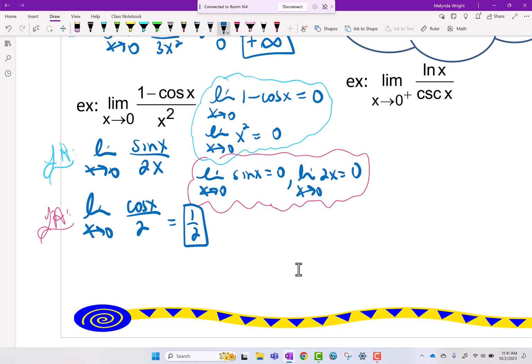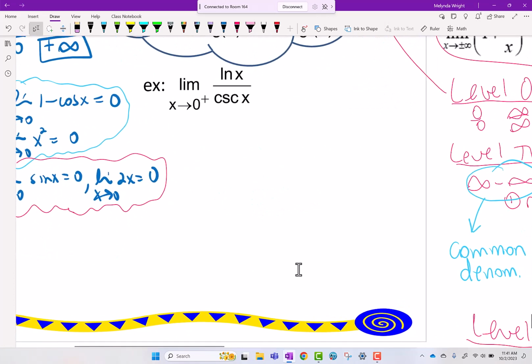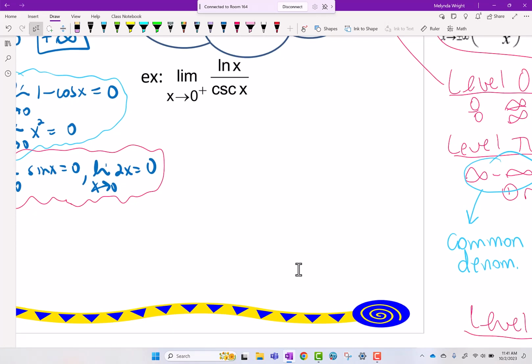All right, last one. So here, the limit as x goes to 0 from the right of natural log and cosecant. To be honest, I would need to graph those. That's how I would do it. I don't have it memorized. So I'm going to go out here to the side and think about this.